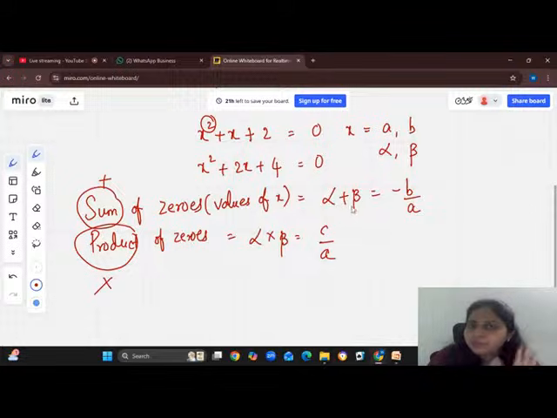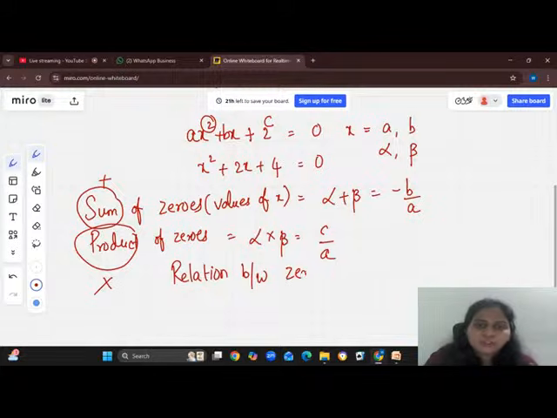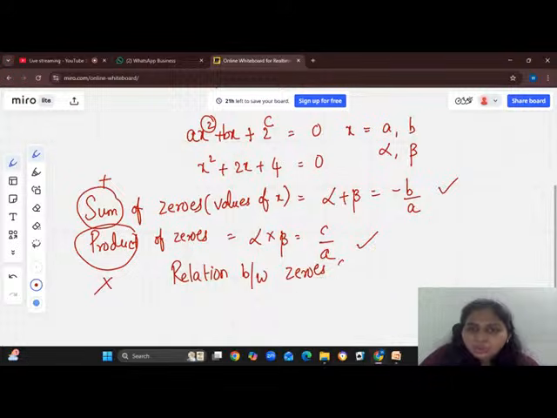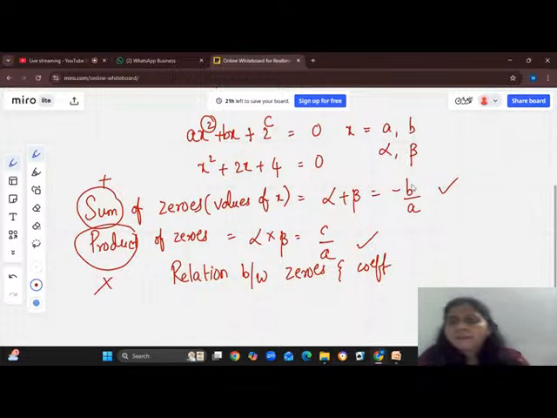Now the question comes, ma'am, what are a, b, c? a, b, c are the coefficients. a is the coefficient of x square, b is the coefficient of x, and c is the constant. So these are the coefficients. You might have seen this question often asked in your exams: relation between zeros and coefficients. Relation between zeros means this formula only, it's not some other thing. Zeros means alpha plus beta, and coefficients means minus b by a and c by a.